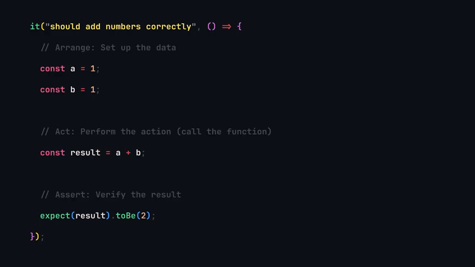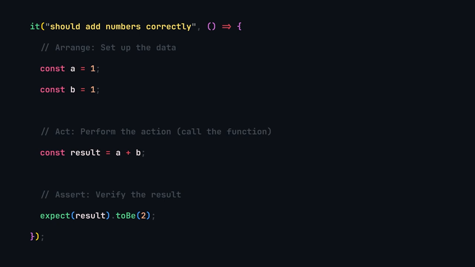The first step that we have is arrange, and in this step we are collecting or setting up the data. We have two variables, a and b, and both of them have the value of 1. Then we have the act phase, and in the act phase we perform the action, like calling a function. Here you can see we're combining both a and b and storing them inside the result variable. And then finally for the assert we have to verify the result. We provide expect, then specify our result variable, and finally we expect some sort of value from there. We want to expect the value of 2, and this is how it's going to look.